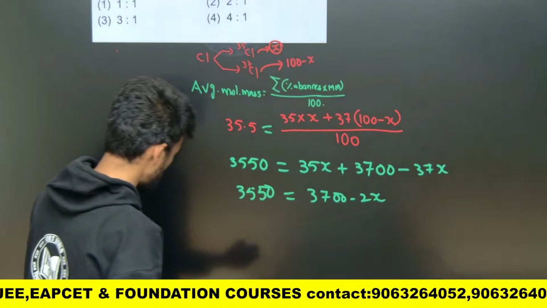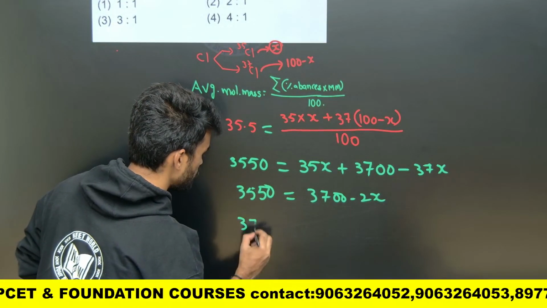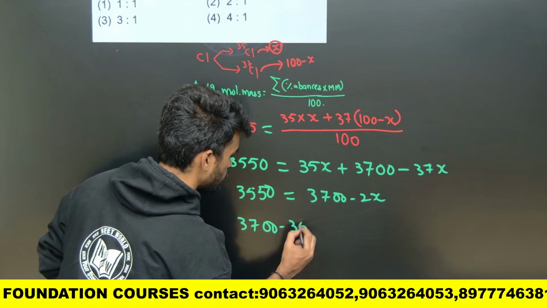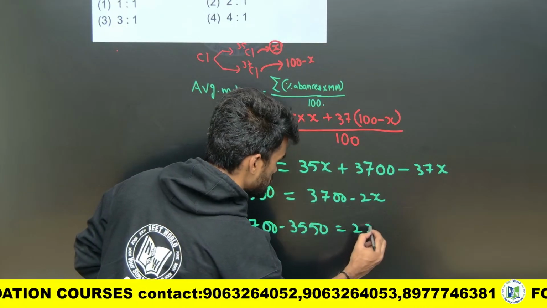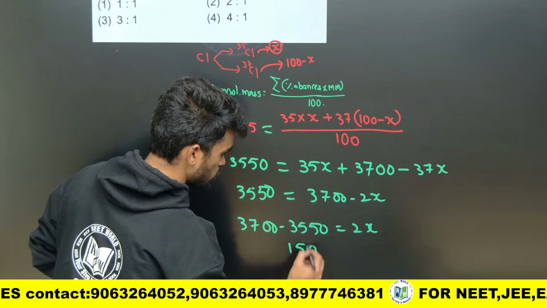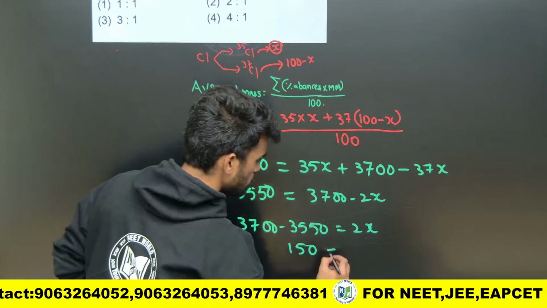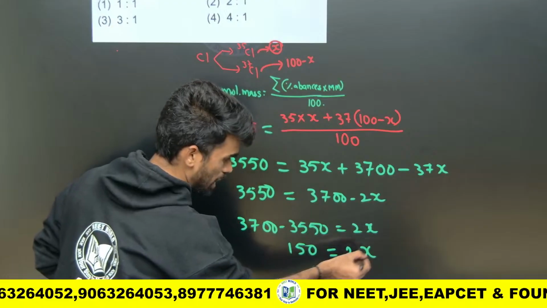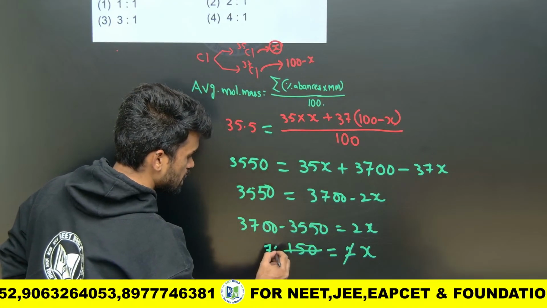Okay, then next, you will get 3700 minus 3550 equals 2x. From this, how much will you get? You will get 150, right, equals 2x. So now what is the value of x? The x value is 75.